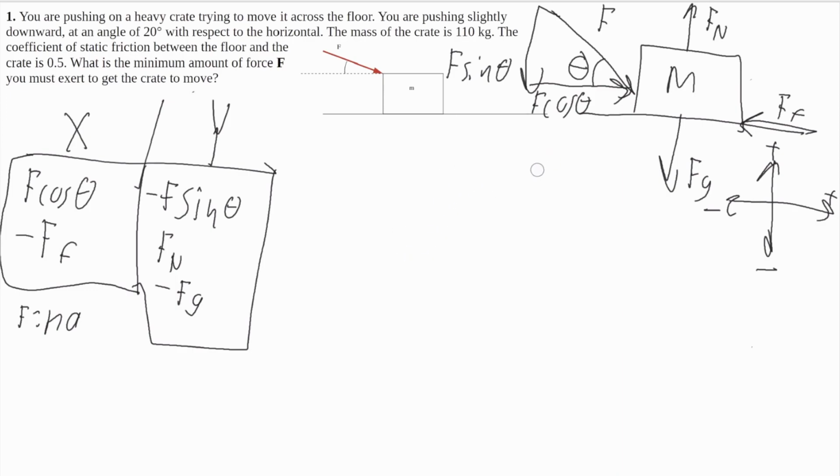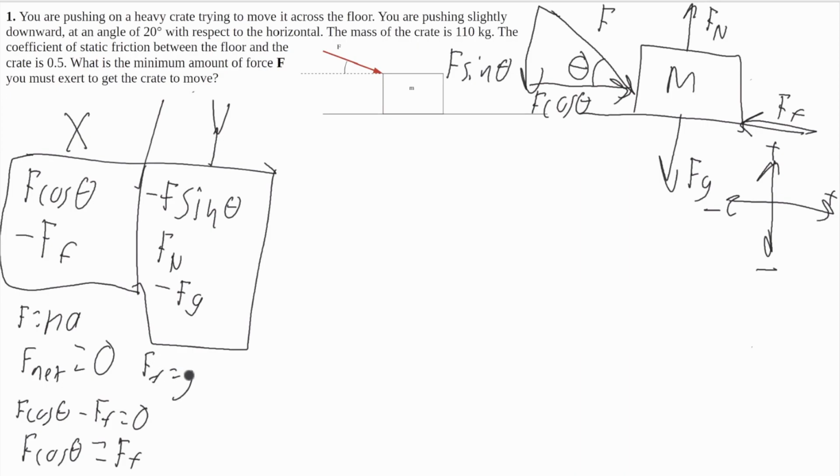So, in F equals ma for the x, we can say that F net equals zero. And the F net is just adding up all the forces, so we can say that F cosine of theta minus force of friction is equal to zero. So F cosine of theta is going to be equal to the force of friction. Now, if you remember, force of friction, Ff, is equal to mu static Fn. So we can just write that here. It'll be mu static Fn.